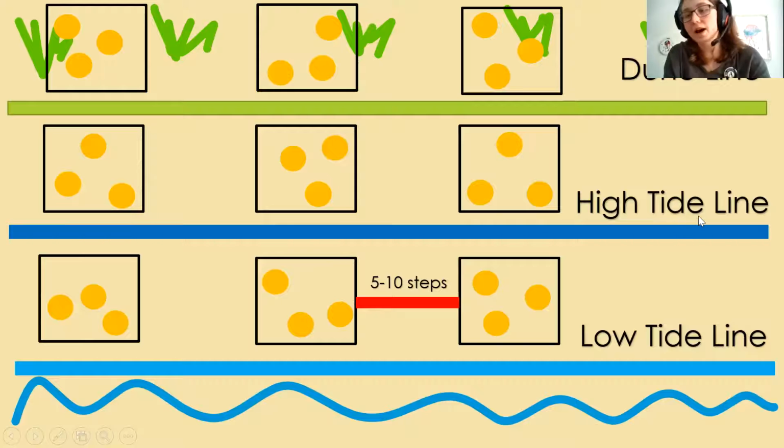So then you'd go to your high tide line and you do the same exact thing, and then you'd go up to your dune line and do the same exact thing again. So you can see why you need to have labels. This is not a 1 jar kind of sampling procedure. This is a 9 jar sampling procedure.